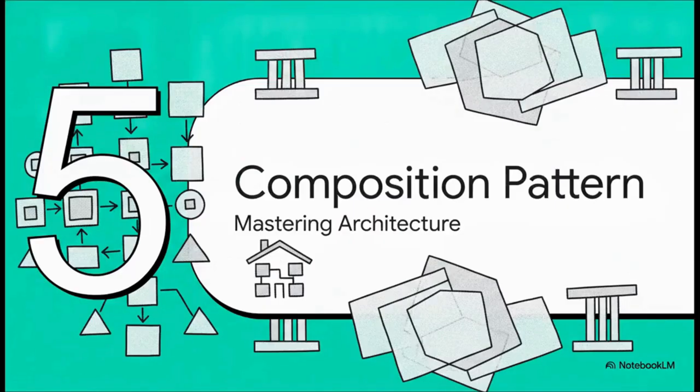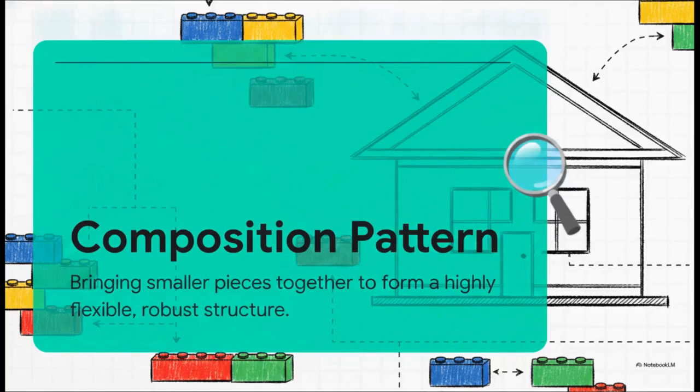All right, moving into Section 5, Mastering the Composition Pattern. So the composition pattern is the methodology of bringing all those smaller pieces together to form a highly flexible, robust final structure. And guys, this is an architectural masterpiece because it actively prevents what developers commonly call wrapper hell. Because we took the time to establish those reusable components early on, we can now build complex user interfaces by simply snapping simple, independent components together, just like Lego bricks.